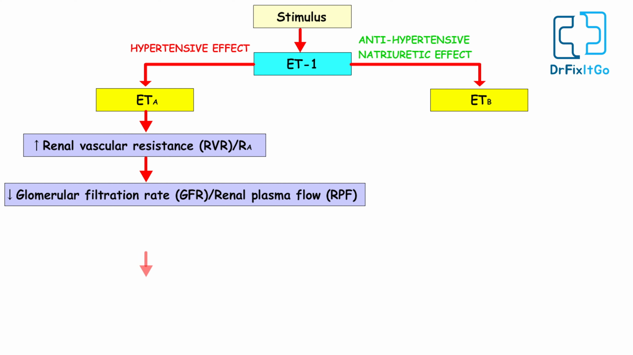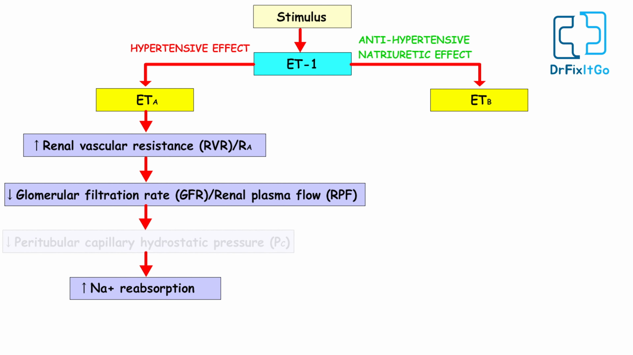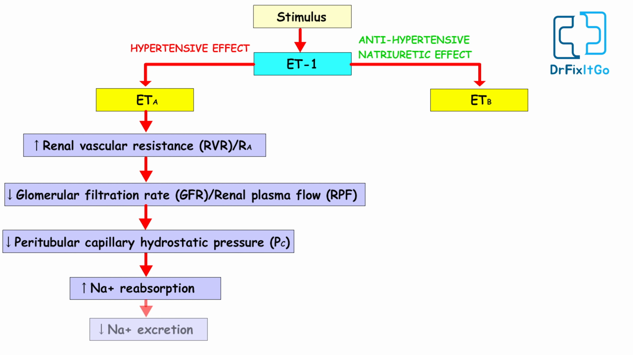Decreased renal plasma flow and GFR enhance sodium reabsorption by decreasing peritubular capillary hydrostatic pressure. The net effect of renal endothelin A receptor activation is decreased sodium excretion and increased blood pressure. Conversely, endothelin 1 can elicit an antihypertensive natriuretic effect via endothelin B receptor activation.